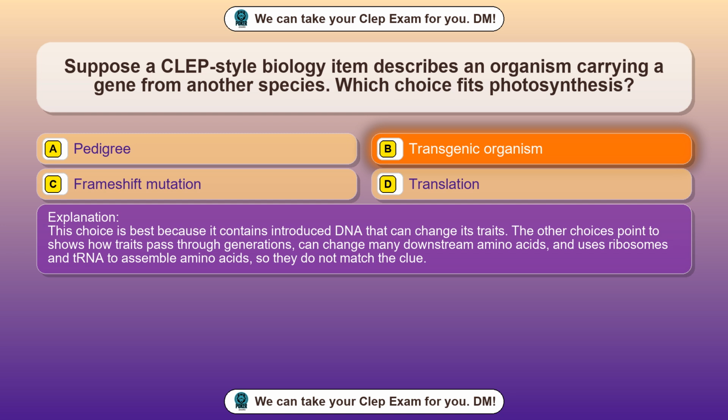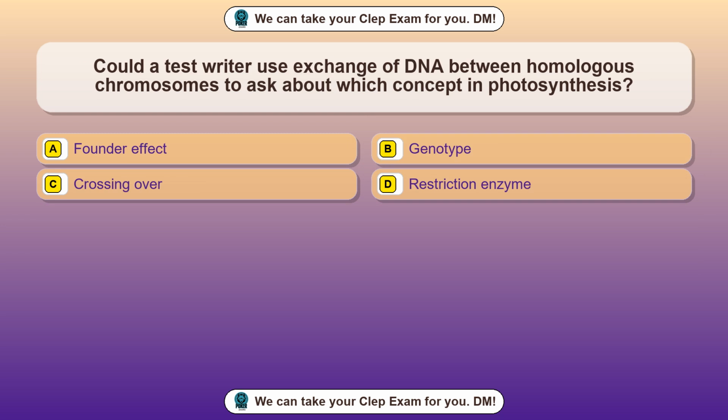This choice is best because it contains introduced DNA that can change its traits. The other choices point to shows how traits pass through generations, can change many downstream amino acids, and uses ribosomes and tRNA to assemble amino acids, so they do not match the clue. Question 49. Could a test writer use exchange of DNA between homologous chromosomes to ask about which concept in photosynthesis? Option A, founder effect. Option B, genotype. Option C, crossing over. Option D, restriction enzyme. The correct answer is option C, crossing over.